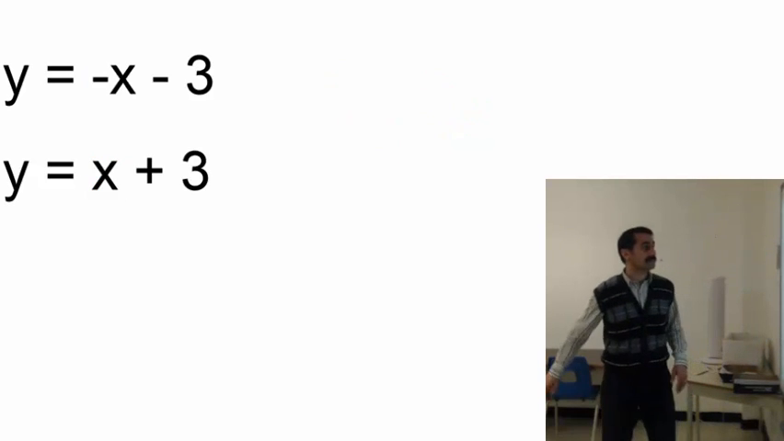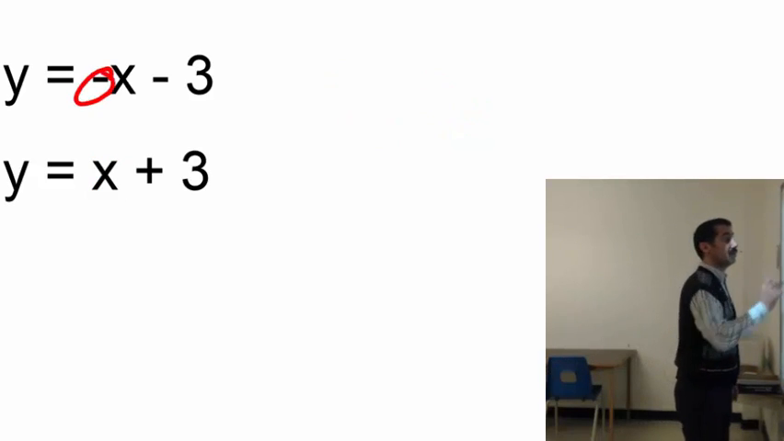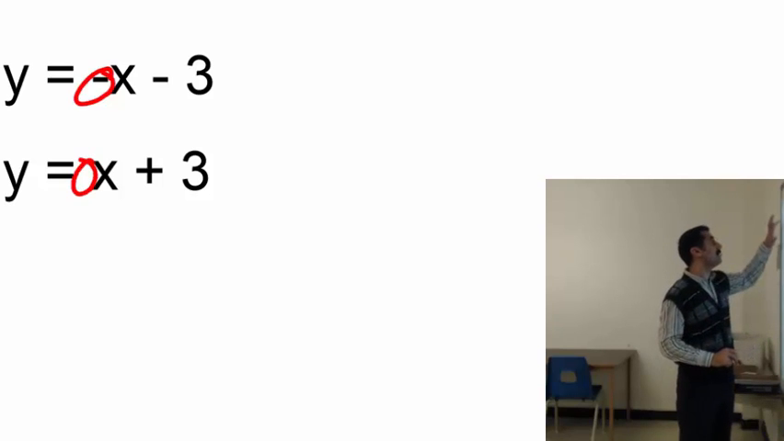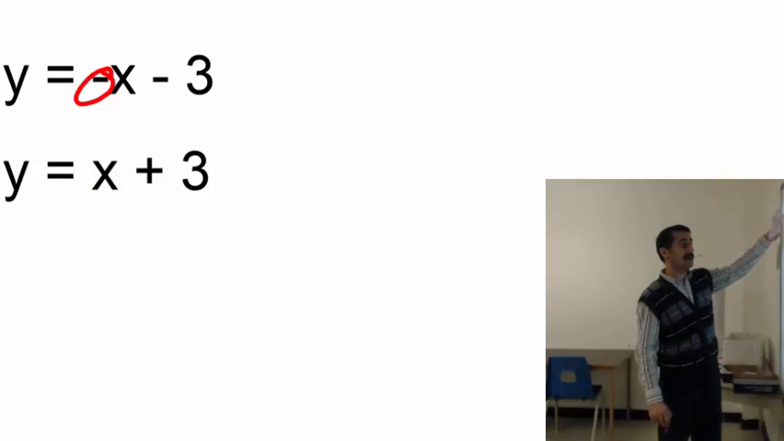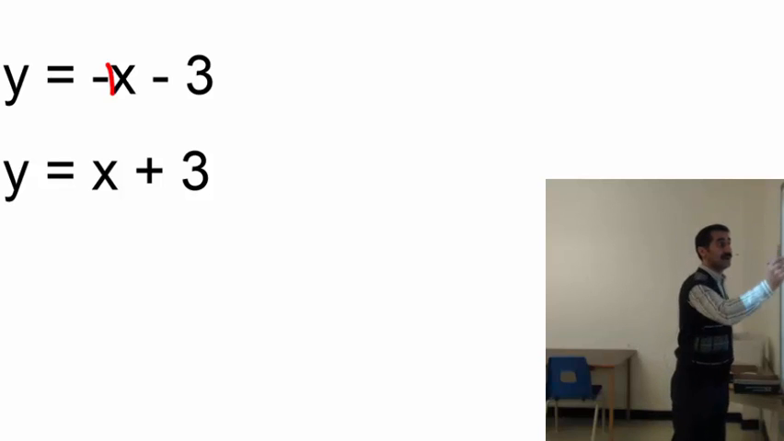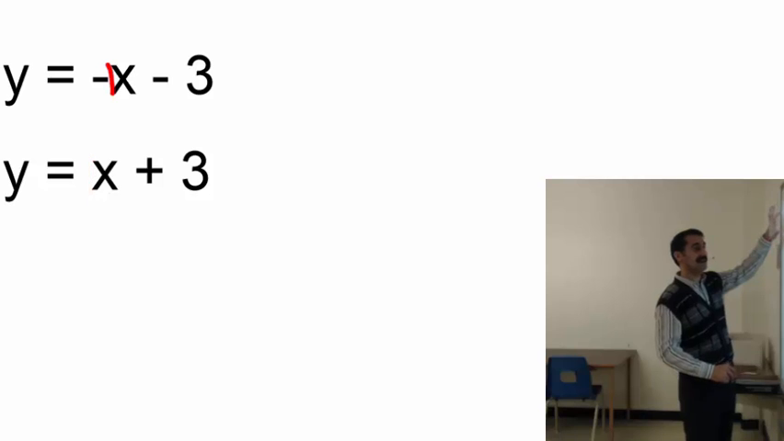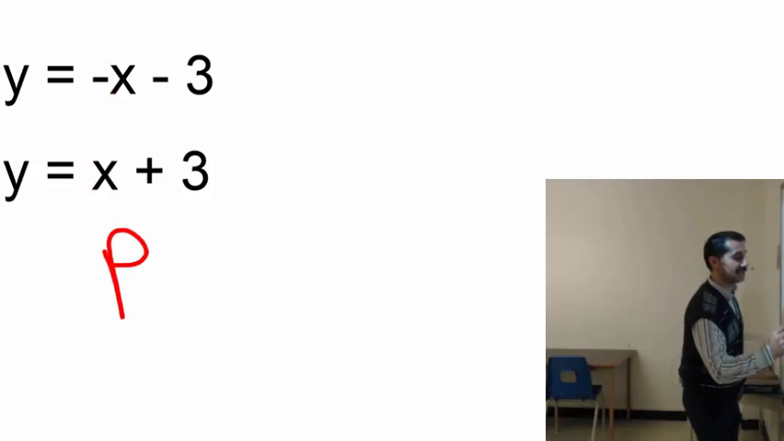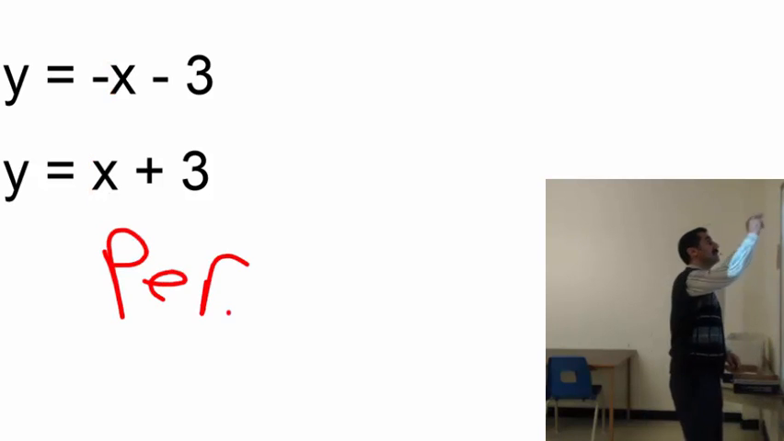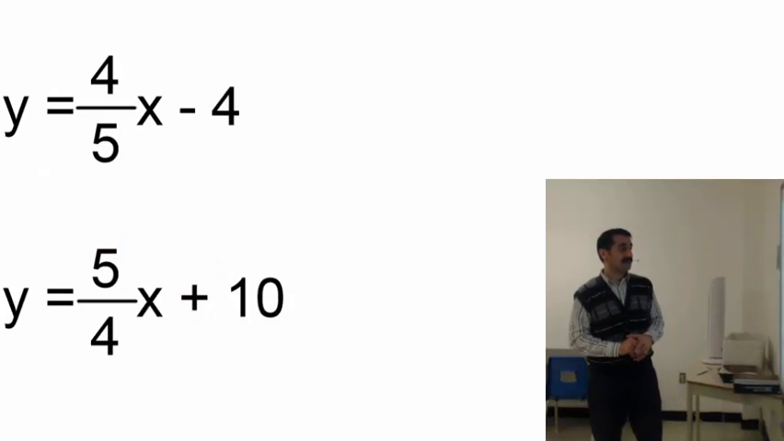Next, negative sign here, positive sign there, so they can be perpendicular lines, but no number means 1, 1, and 1 times 1 is 1. Guess what they are? Perpendicular lines. Next, 4 over 5, 5 over 4, it's flipped.